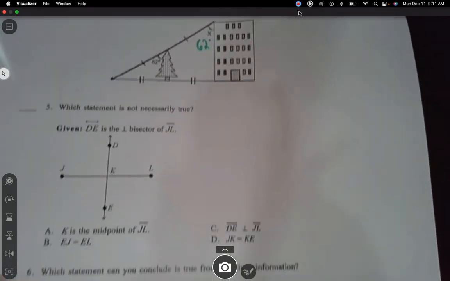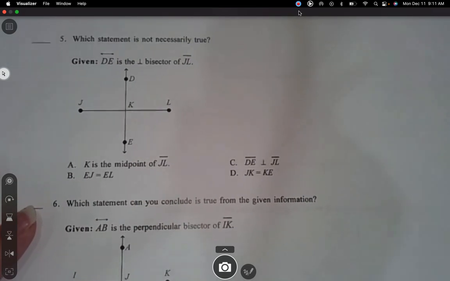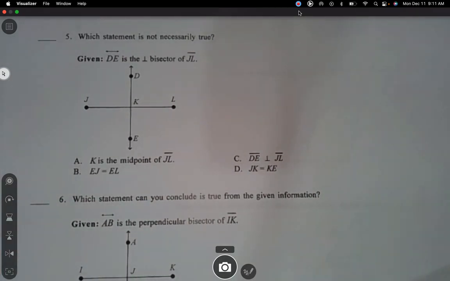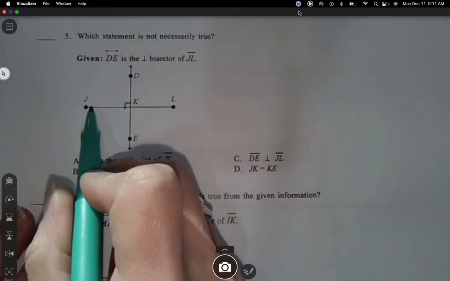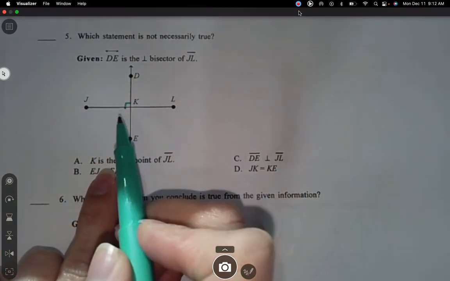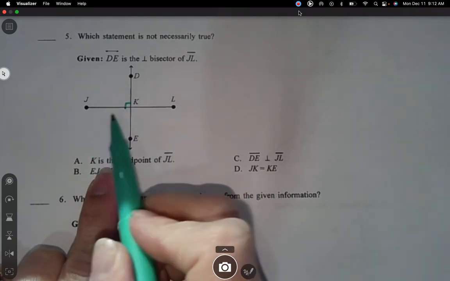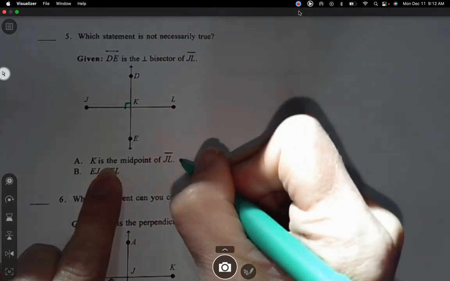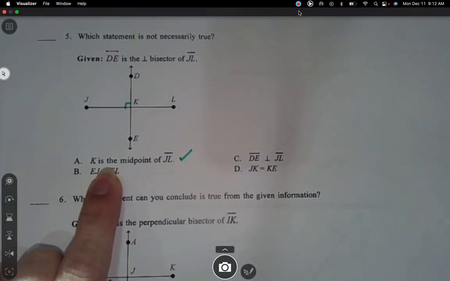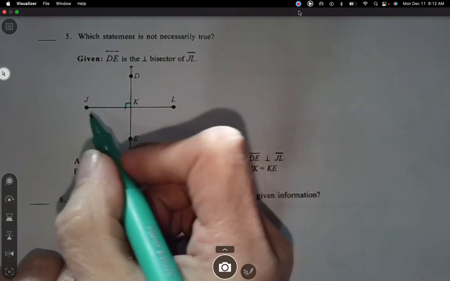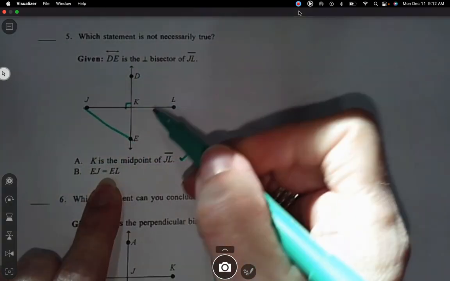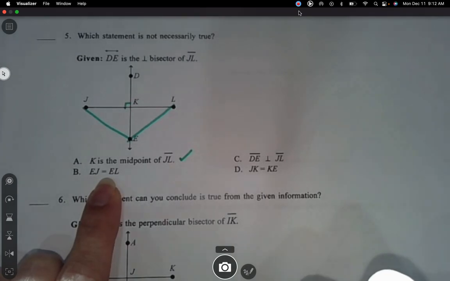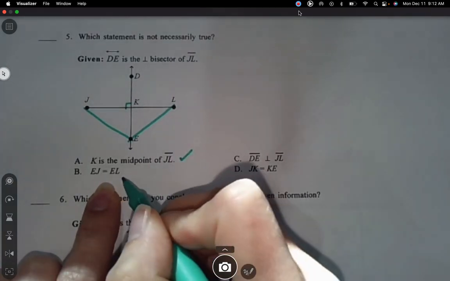Yeah, that's why. Okay, which statement is not necessarily true? It tells us DE is the perpendicular bisector of JL. That means it makes 90-degree angles and cuts that in half. Is K the midpoint of JL? Would K be in the middle? Yeah, that's exactly what a bisector means. It cuts it into 2 equal parts. So yes, that one's right. K is in the middle of JL. Would EJ, would this line and this line be the same? They would. That was a theorem that we learned.